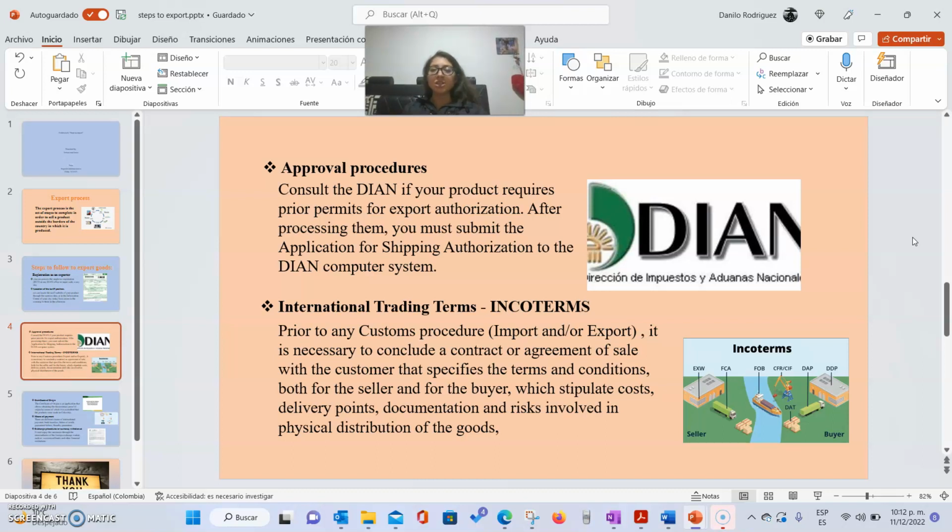International trading terms, Incoterms. Prior to any customs procedure, import and/or export, it is necessary to conclude a contract or agreement of sale with the customers that specifies the terms and conditions, both for the seller and for the buyer, which stipulate costs, delivery points, documentation and risks involved in the physical distribution of the goods.